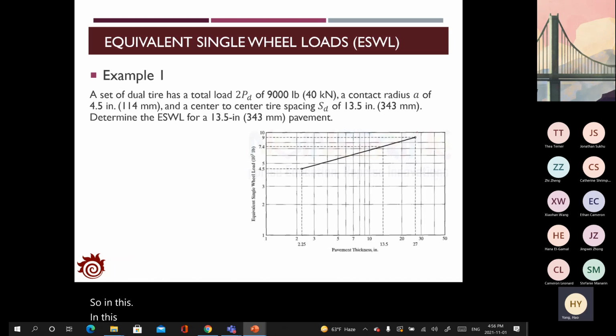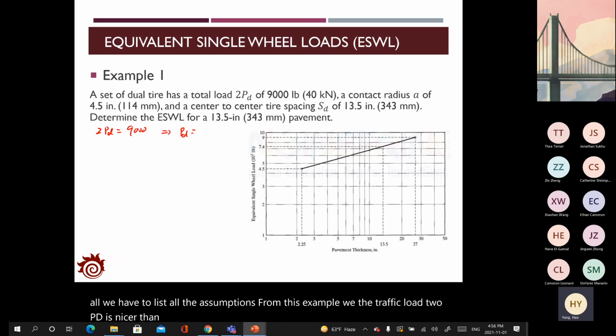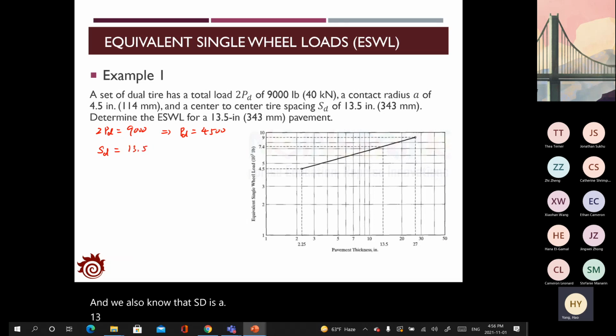In this example, of course, we want to use a linear relationship. First of all, we have to list all the assumptions from this example. We know the traffic load 2 PD is 9,000 pounds, which means that 1 PD is 4,500 pounds. And we also know that SD is 13.5 inches. And we know the radius of the contact area is 4.5 inch.